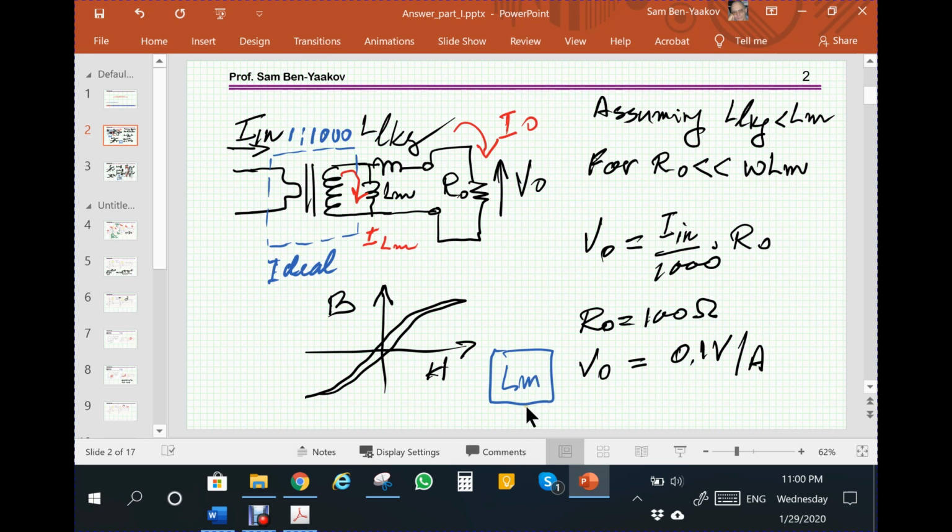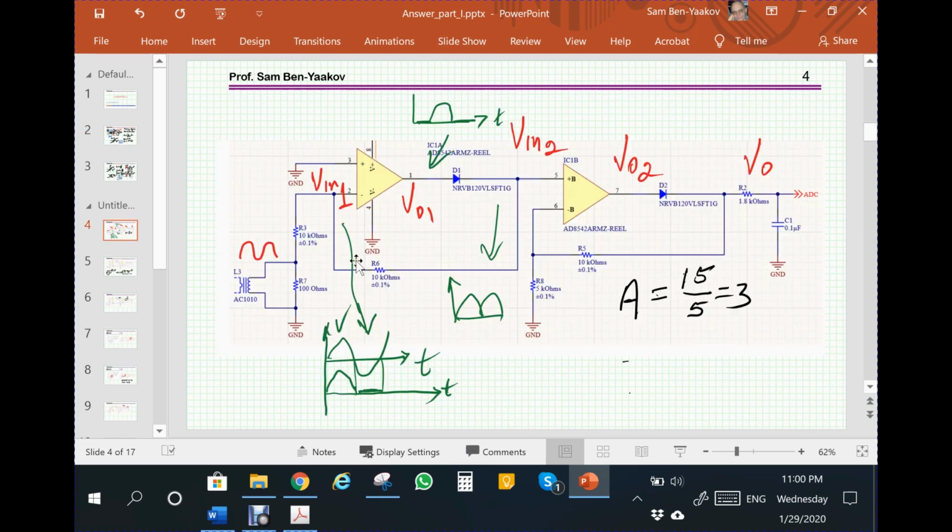So let's move now to the rectifier itself. So here is the precision rectifier. This is the transformer, AC coming in, and the voltage here is the current divided by 1000. This is the turns ratio. And then the operation of this precision rectifier can be explained as follows. We have here a voltage which is a sinusoidal voltage.